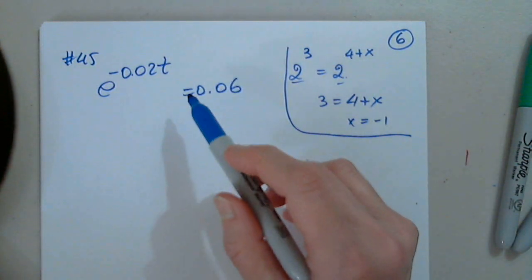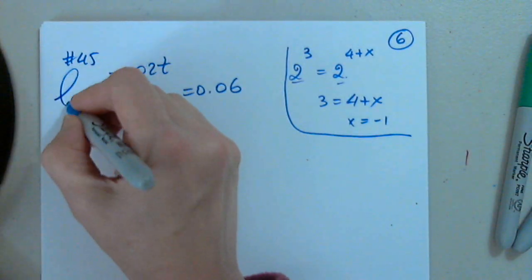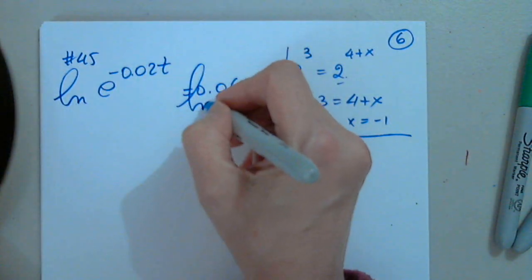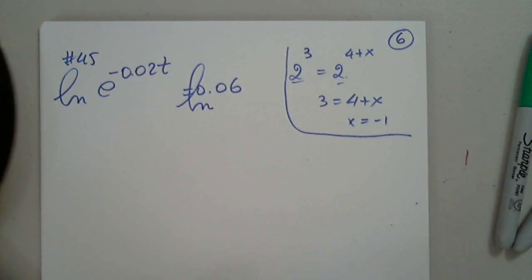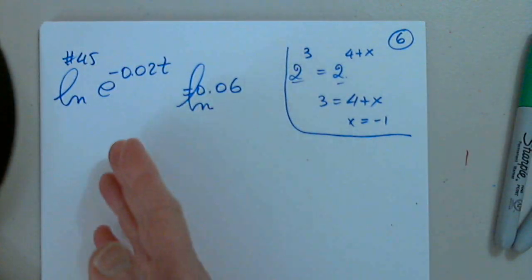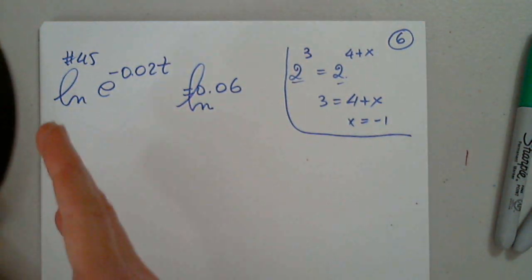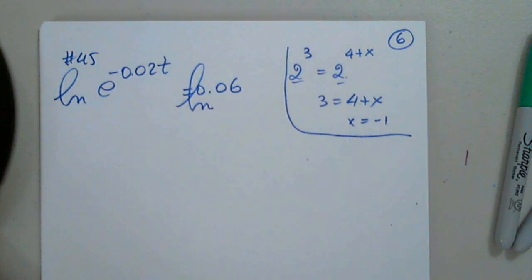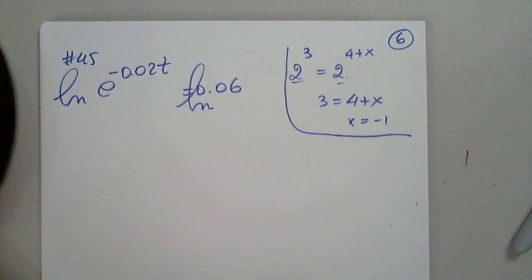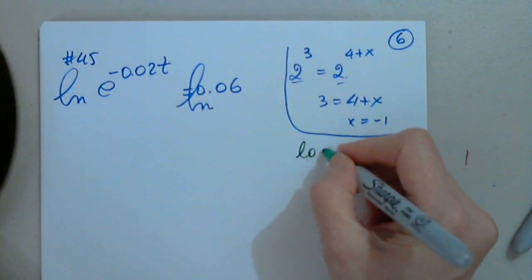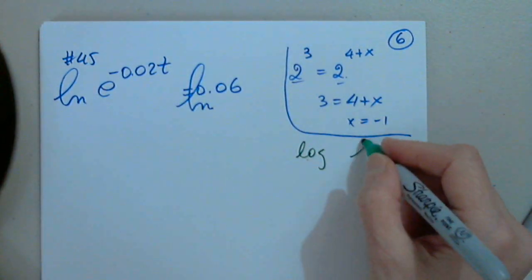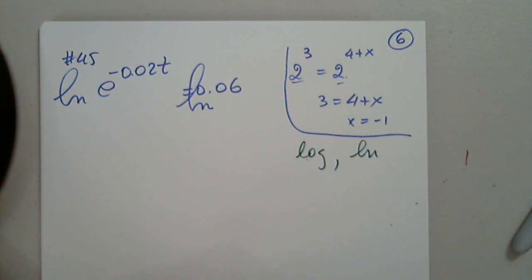No, here I have to apply natural log to both sides. It's like applying the limit to both sides. It's like applying the square root to both sides. I'm applying the same procedure to both sides. Here's a question for you. Why don't I apply log? I chose to apply natural log. Why?